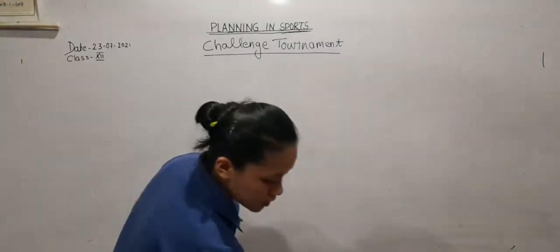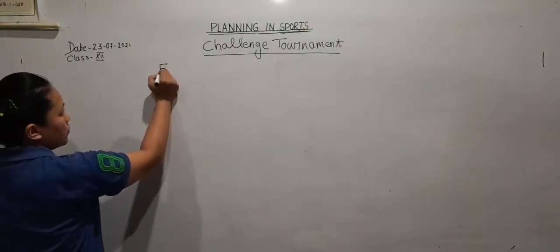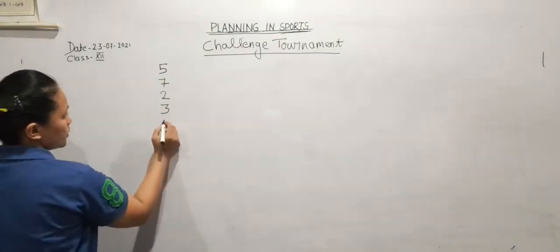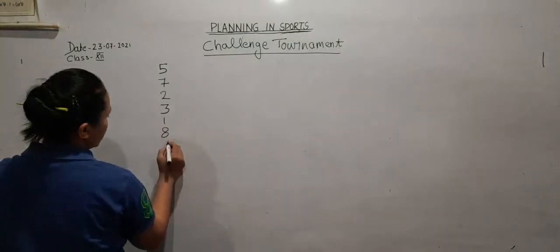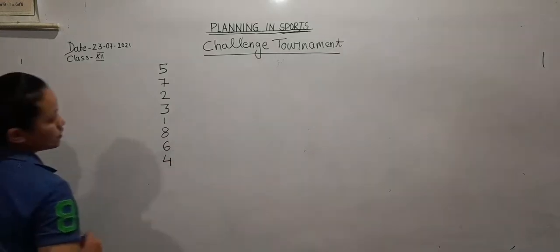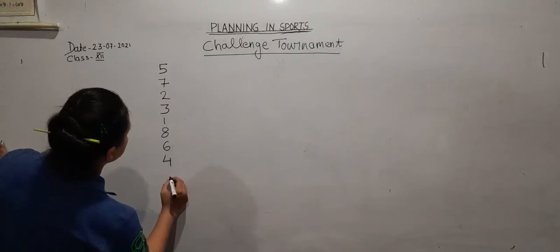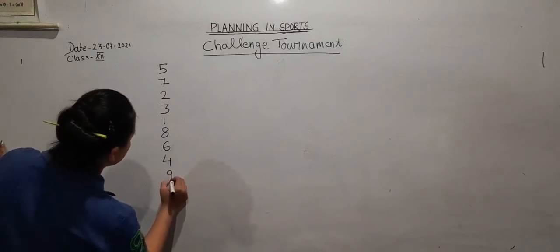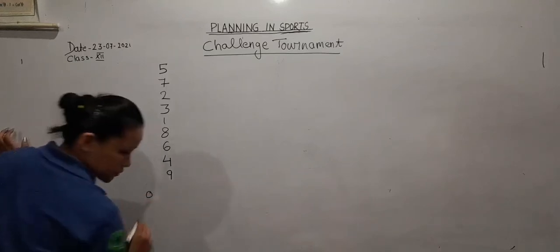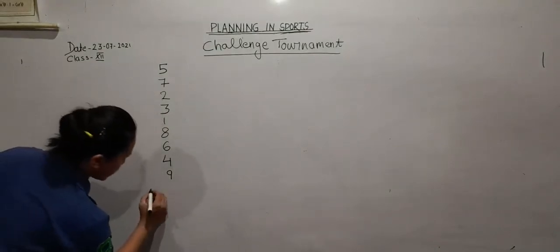For example, this is the rank: 5, 7, 2, 3, 1, 8, 6, 4, 9. This is the given ranking.